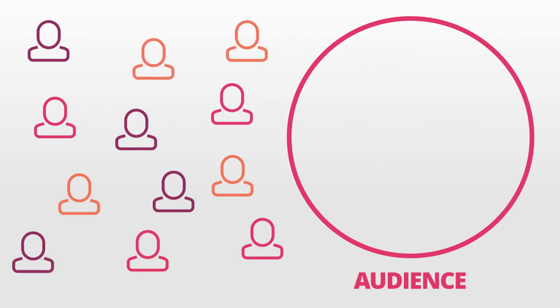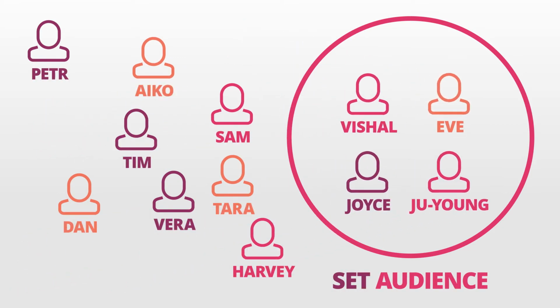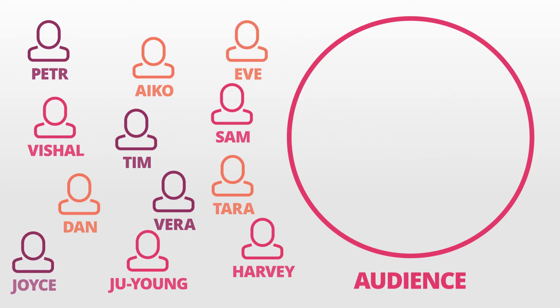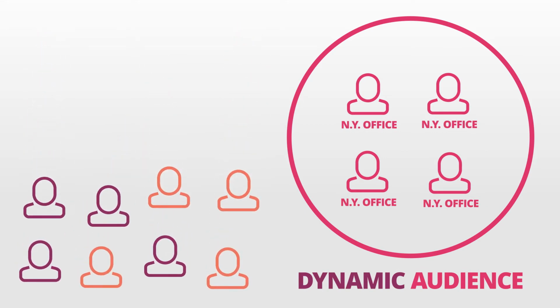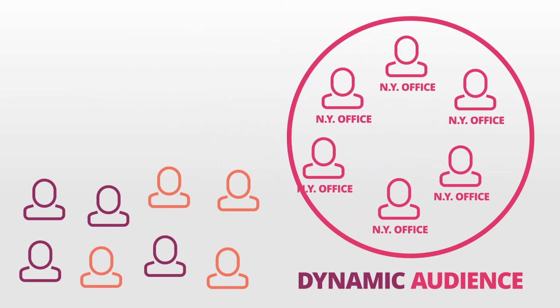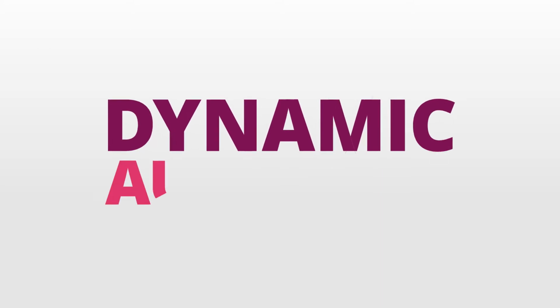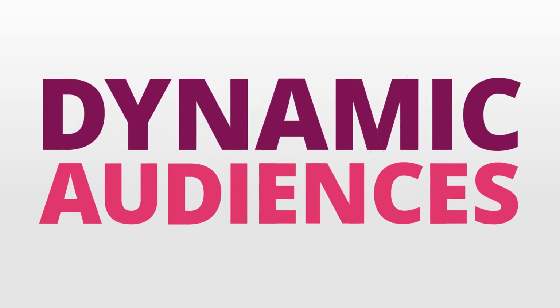If you decide to add users individually by name, that's called a set audience. It doesn't change unless you choose to add or remove users from it. If you decide to use rules instead, this is called a dynamic audience. It changes as your users change. For example, as new users are added, change positions, complete learning, or join new organisations. Here at Totara, we think dynamic audiences are particularly powerful. Let's look at an example to find out why.